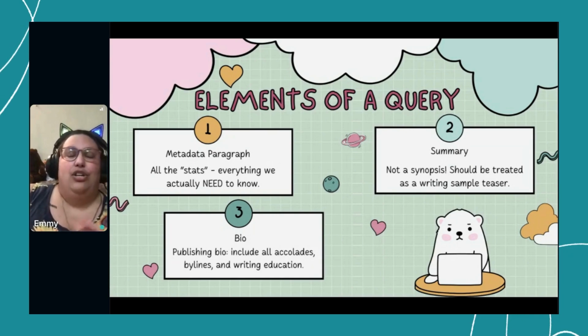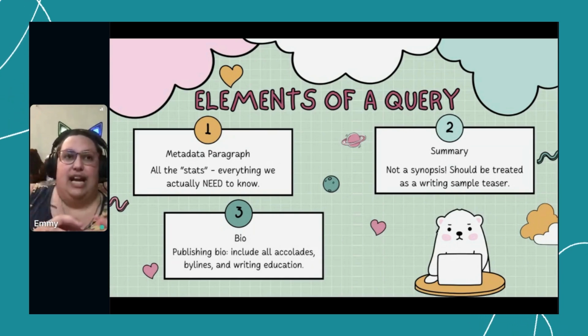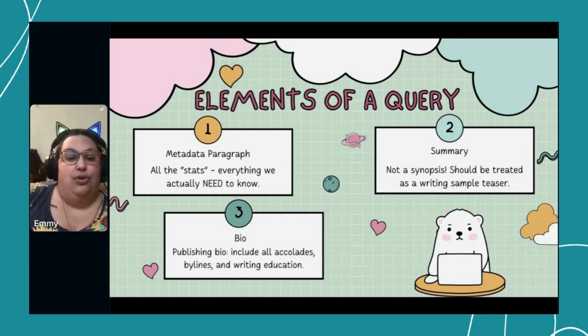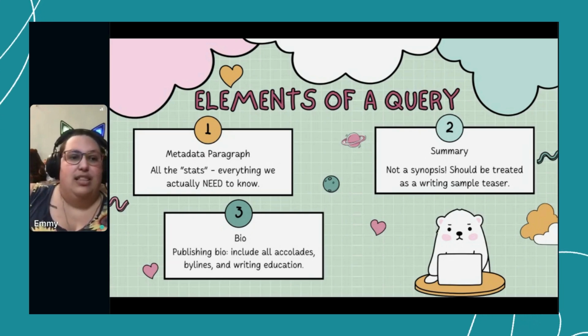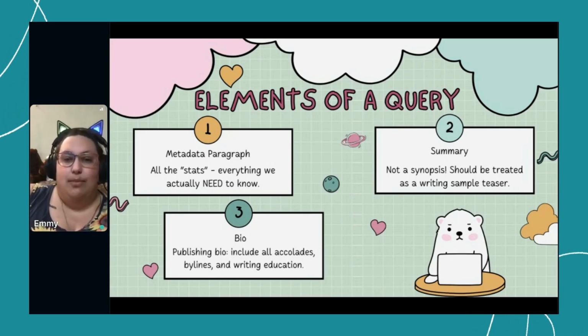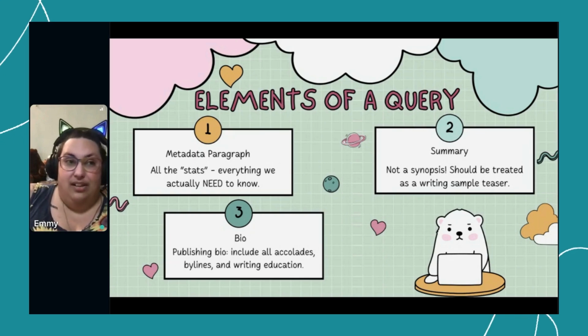So in your bio, you definitely want to think about it as a publishing bio first. So this is your place to include all of your brags, everything that you want someone to know that you've been working so hard on, that you've achieved in your writing career so far. You want to include all of those accolades.